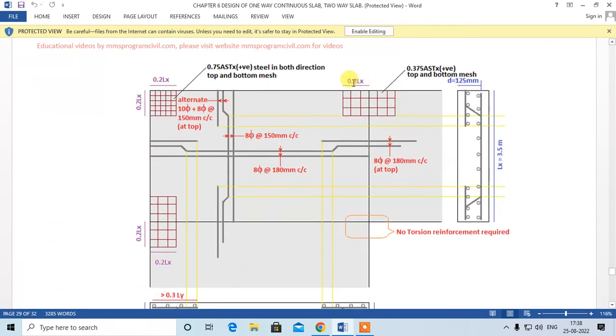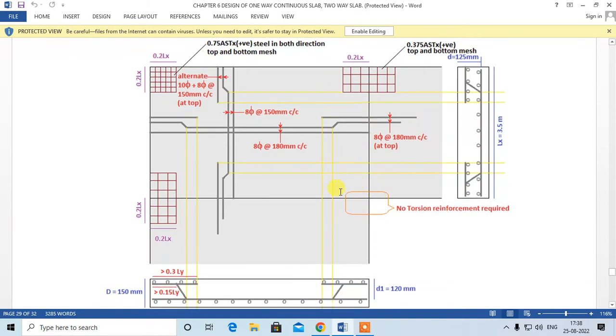Okay, this is how you will get the steel detailing for this area, right? This is over here. The slab is continuous from all four sides. At this junction, you have slab on this side, slab on this side, and slab on this side. So there is no need for additional torsional reinforcement.